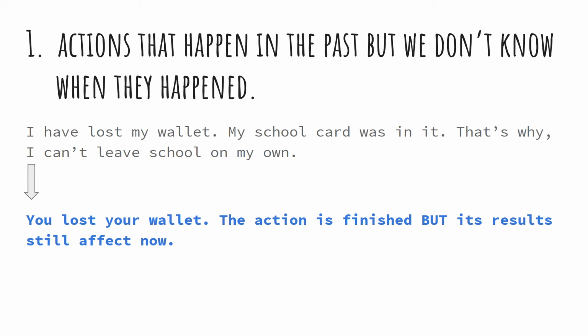And we don't know when you lost your wallet. Do we know when you lost your wallet? Did you lose it yesterday? Did you lose it 2 hours ago? Did you lose it 15 minutes ago? We don't know. That's why if you don't know when the action happened in the past, you have to use present perfect tense.